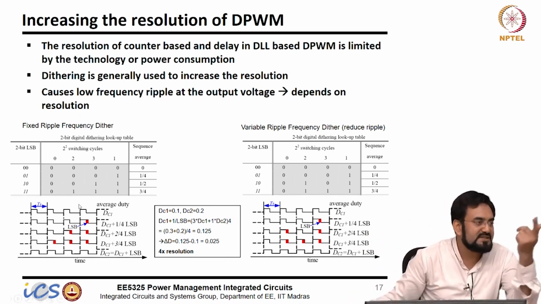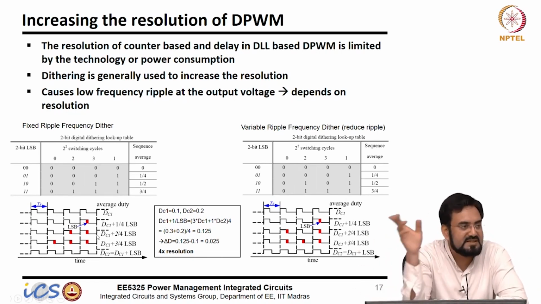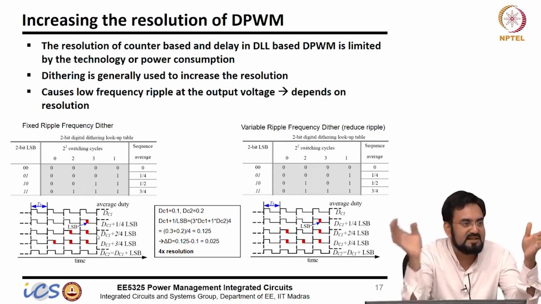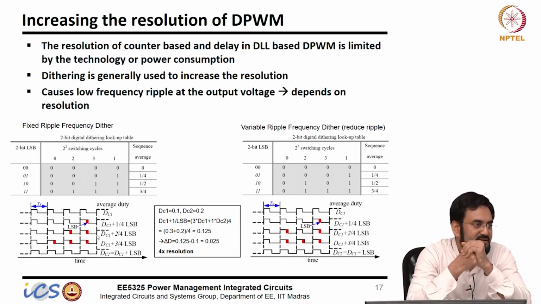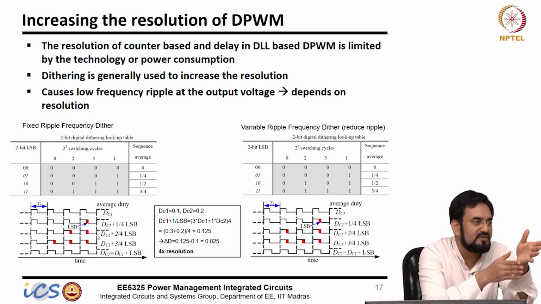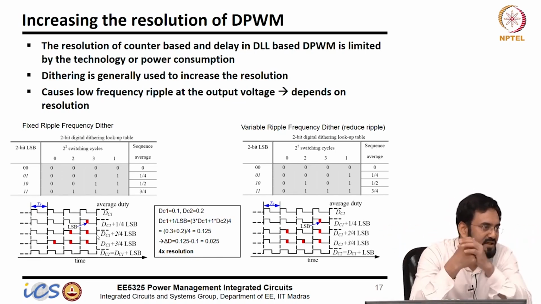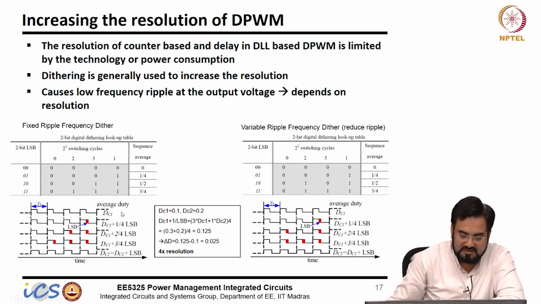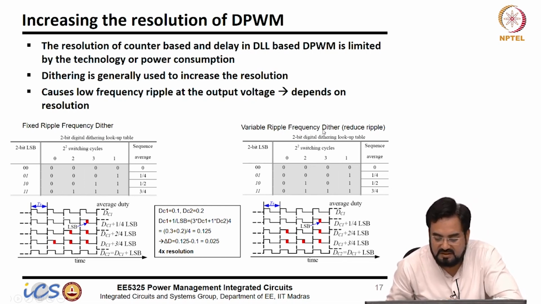So let's say I have a 1% resolution here. So between 10% and 11%, I can dither. So one cycle of 10%, another cycle of 11%, it will give me 10.5 on an average. If you want more resolution, then one cycle of this, two cycles of the other. So basically a 1:n or n:1 kind of code you choose, and you can keep dithering. So dithering could be of two types. One is the fixed ripple frequency dither, the other is variable ripple frequency.